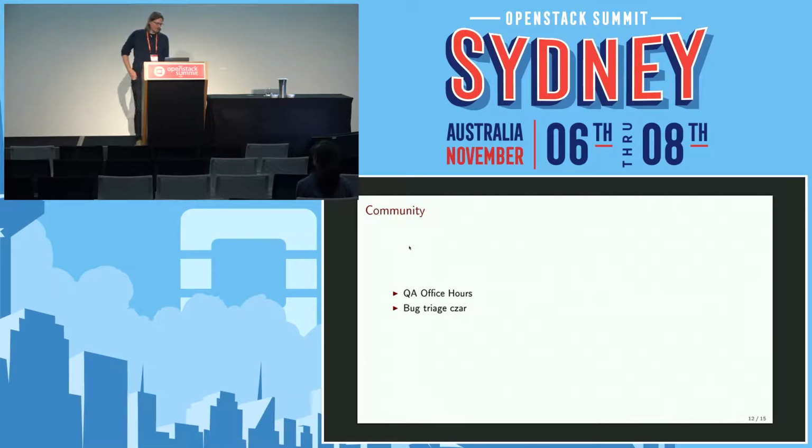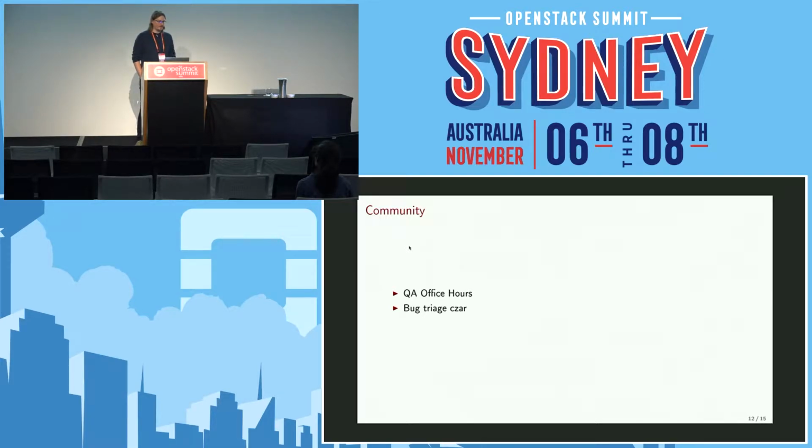And in terms of more community work that we have done, we started running QA office hours in addition to the QA meetings. It's a space that at the moment we use mostly for doing bug triage as a team together. But the idea is that everyone is welcome to just join in and ask questions. It doesn't have to be any agenda or preparation.